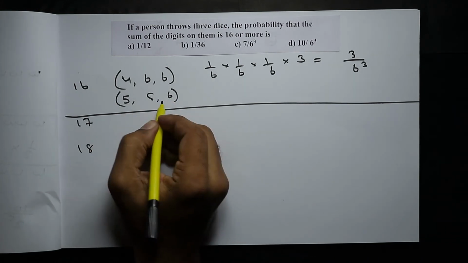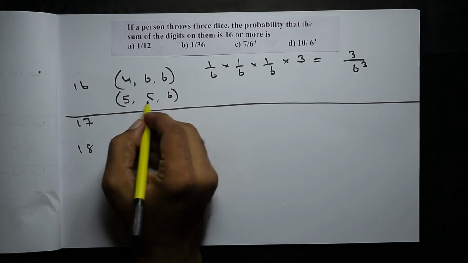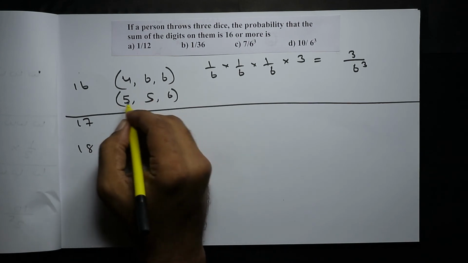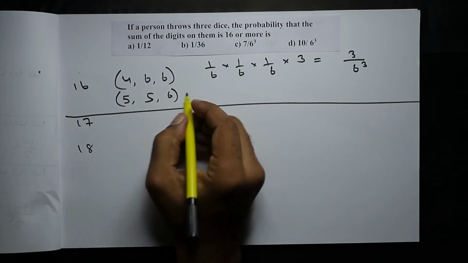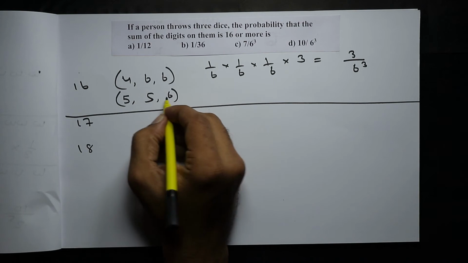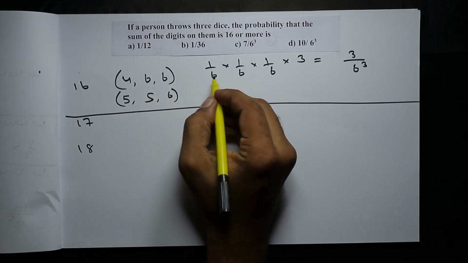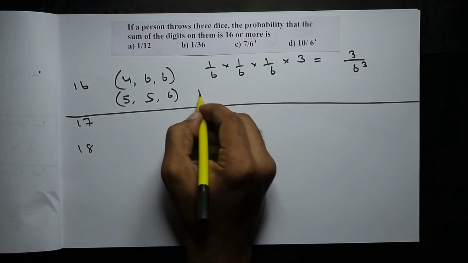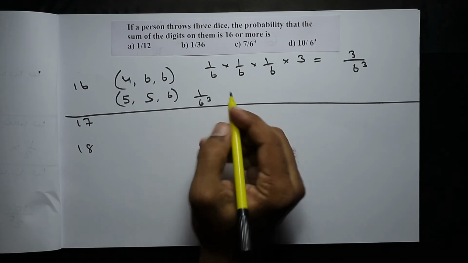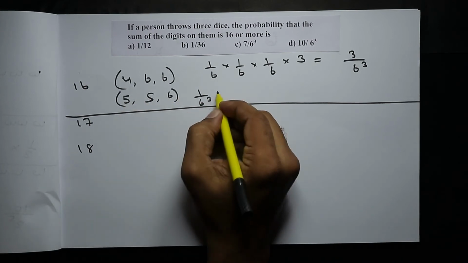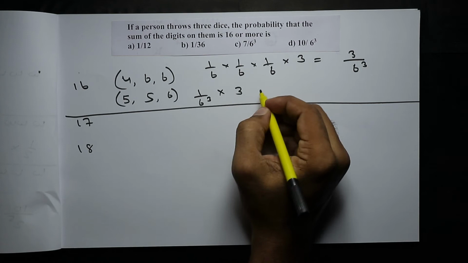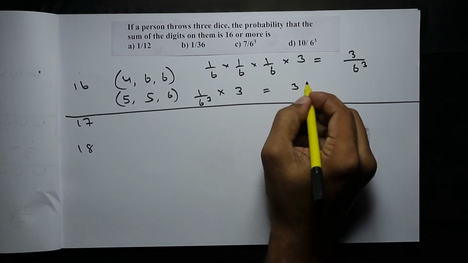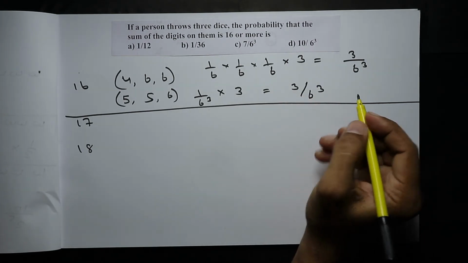Next, let us calculate the probability of getting 5, 5 and 6. So getting a 5 is 1 by 6, getting another 5 is 1 by 6, and 6 is again 1 by 6. So 1 by 6 into 1 by 6 into 1 by 6, 1 by 6 cube. And these three of them can be interchanged among themselves in three ways. So probability is again 3 by 6 cube.